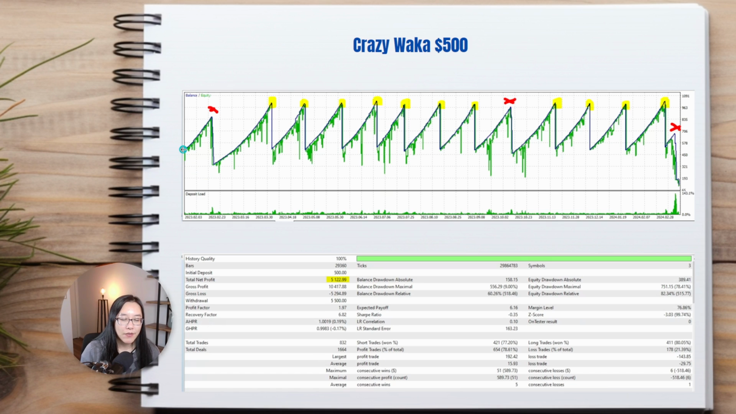You can see we started off with $500, and every time it hits above the $1,000 line, that means we are withdrawing. If you see a sharp drop below the $1,000 line, that means we have hit drawdown. I can see we've hit drawdown 3 times, 1, 2, and 3, and I've marked it with the red crosses, and the yellow dots are when I think we've done a withdrawal. And if you take a look at the backtesting, you can see total net profit of $5,122. And obviously the maximum drawdown we've seen is 751, which is this last bit here where we've pretty much blown our account. That is my crazy Waka Waka $500 experiment.